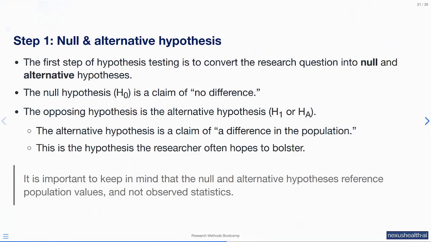The first step of hypothesis testing is to convert the research question into null and alternative hypotheses. The null hypothesis is a claim of no difference. The opposing hypothesis is the alternative hypothesis. The alternative hypothesis is a claim of a difference in the population. This is the hypothesis the researcher often hopes to bolster.